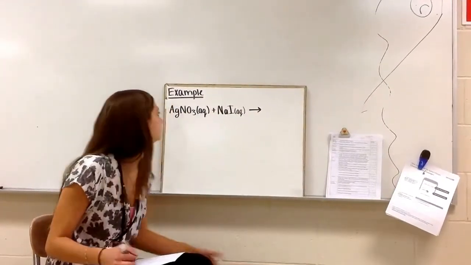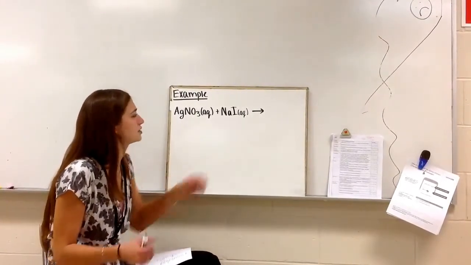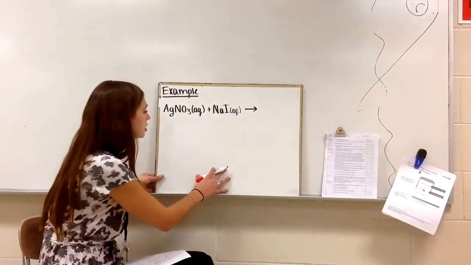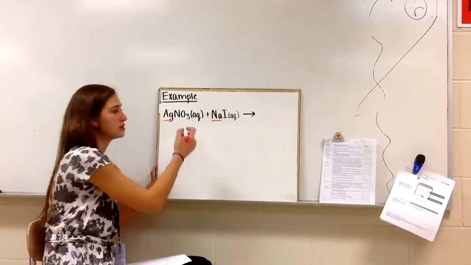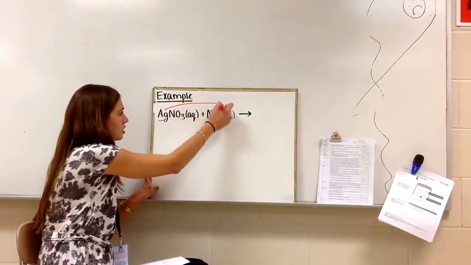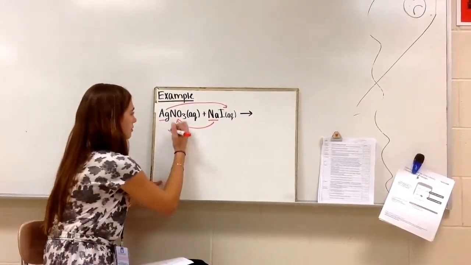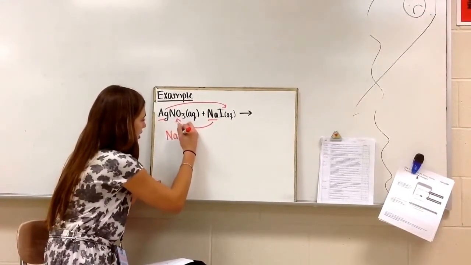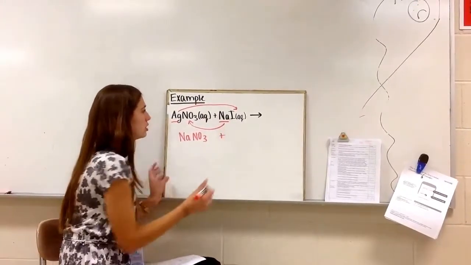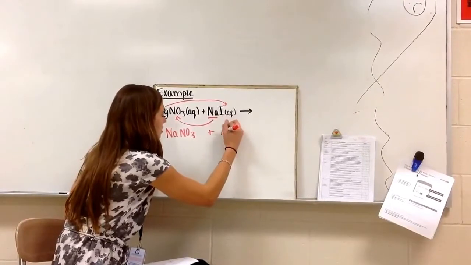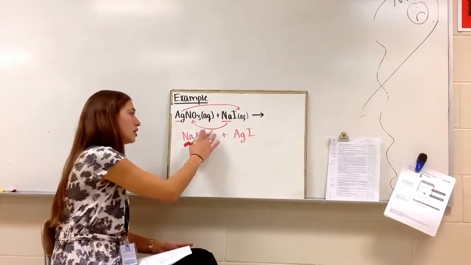So here's an example. We have silver 1 nitrate, and that's reacting with sodium iodine. So this here is a double replacement, right? So we're starting with 2 compounds, and we're going to switch our 2 cations. So when we do this, we would get NaNO3, and we'll figure out the state it is in just a second. And then we have silver iodine.